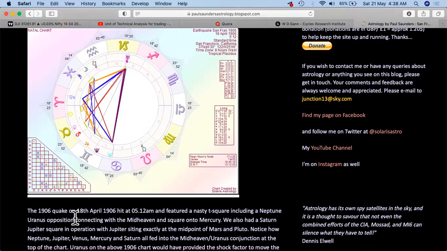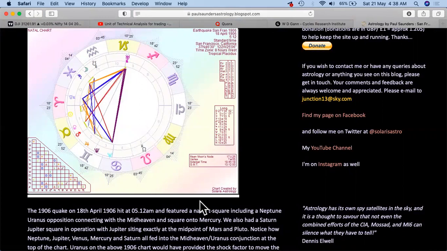The 1906 earthquake on 18th April 1906 hit at 5:12 a.m. and featured a T-square, including a Neptune-Uranus opposition. So probably Neptune was in one place and Uranus in another place. I don't know where Earth was. The opposition connects with the midheaven and squares onto Mercury. From this place, I'm not pretty sure where Mercury is.